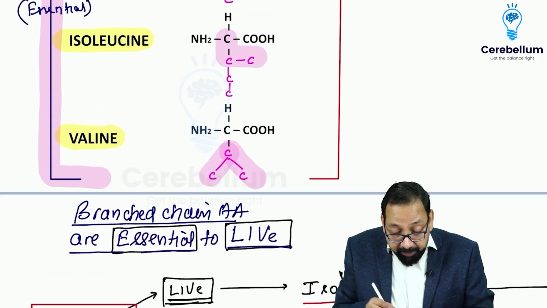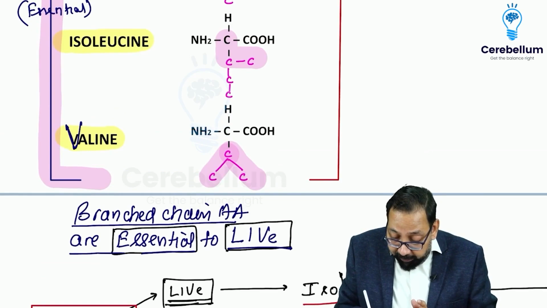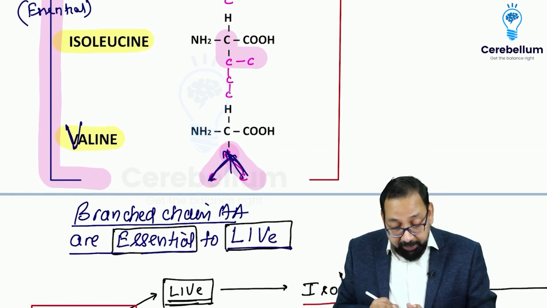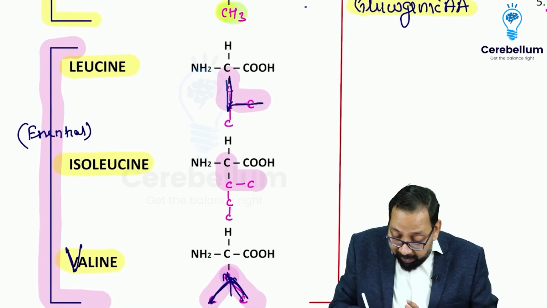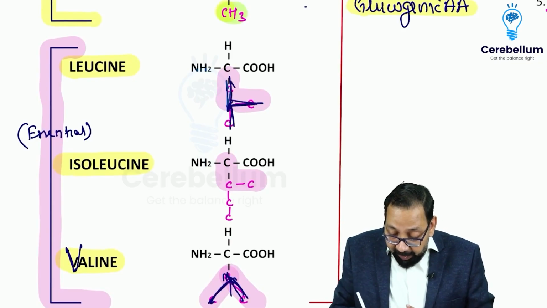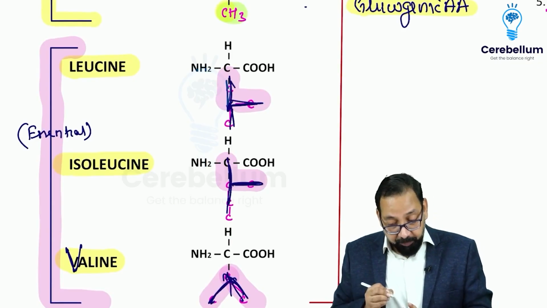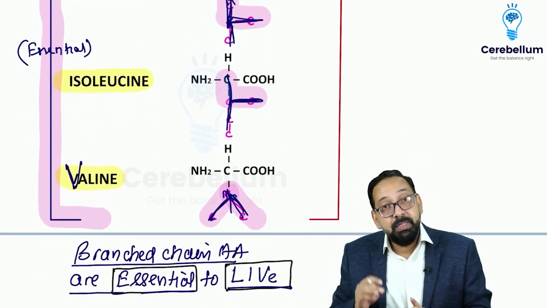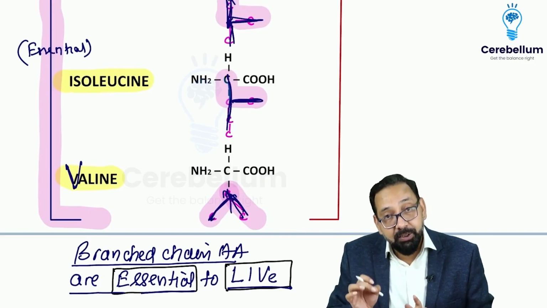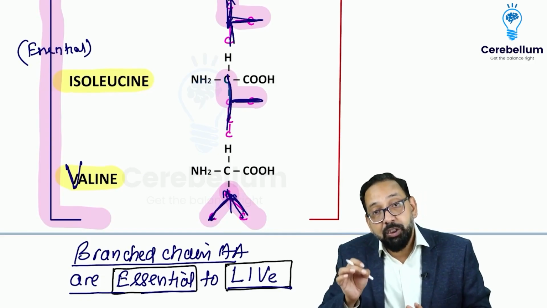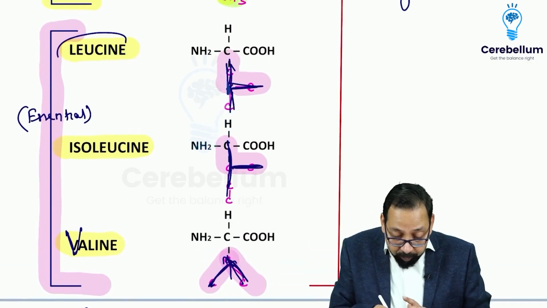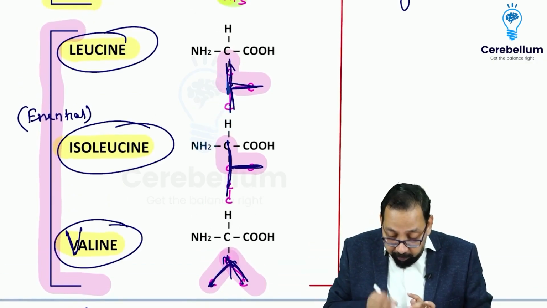So again, I am repeating: valine, V. If you write an inverted V, that is valine. Leucine, this is L, branching. This is isoleucine, this is again branching. So these are branched chain amino acids, cannot be synthesized, so they are essential. Mnemonic is essential to LIVE: L for leucine, I for isoleucine, V for valine.